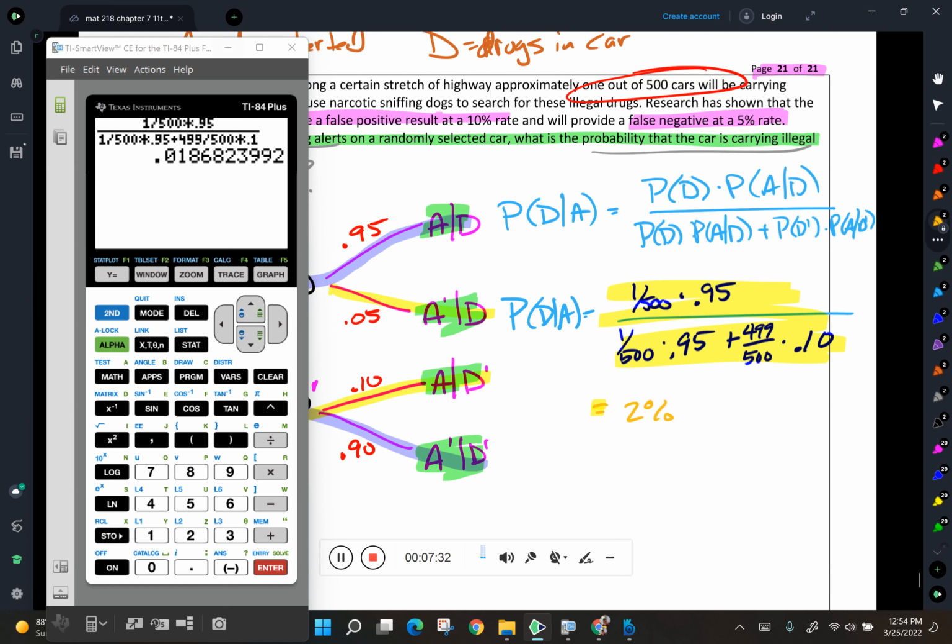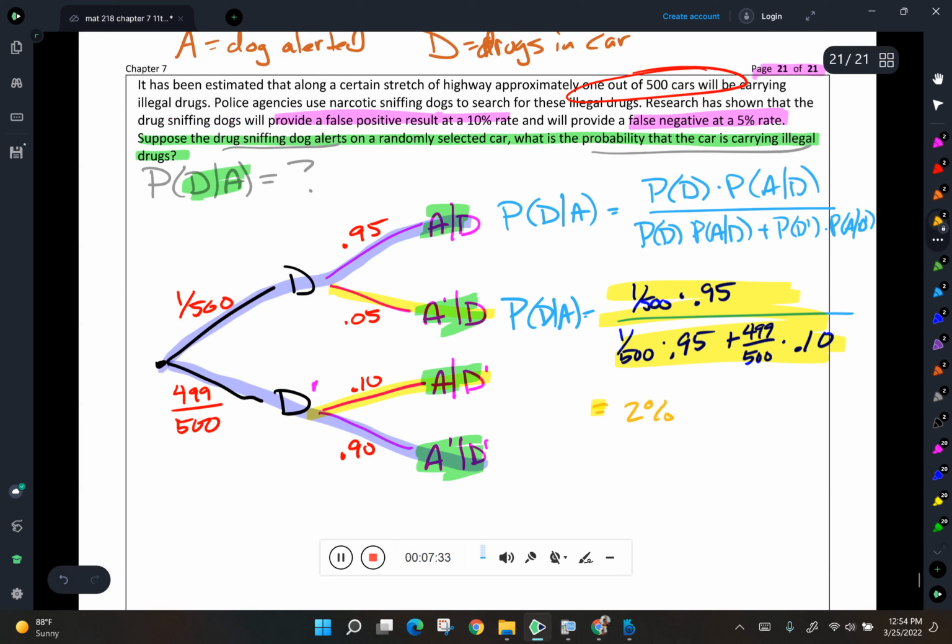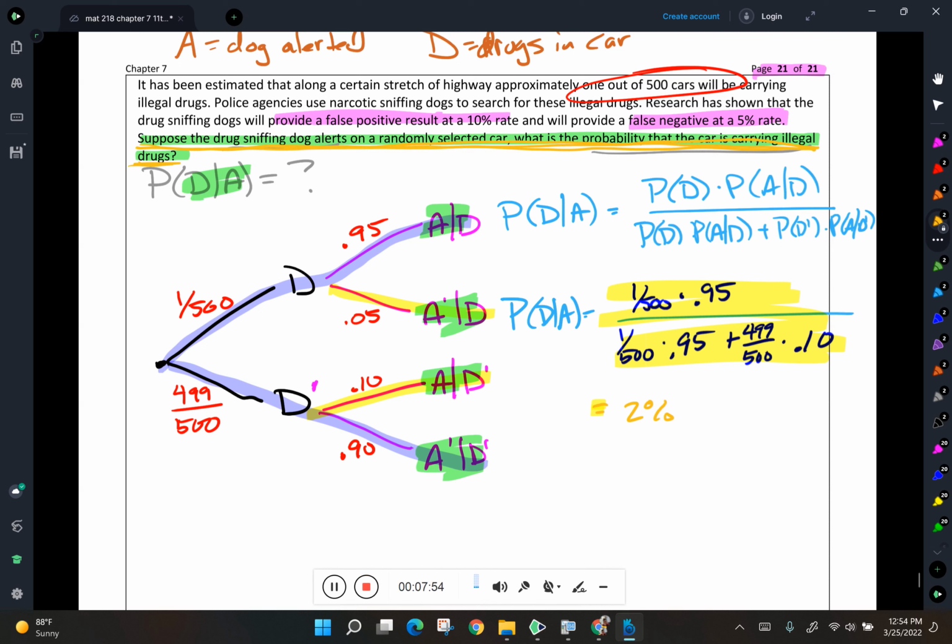So you're telling me that if a drug dog alerts on my car and there is no other reason to think that there are drugs in that car, that just based solely on that drug dog alerting on my car, there's only a 2% chance that there actually are drugs in my car? Is that what you're saying? Let's check the math, make sure we did this right.